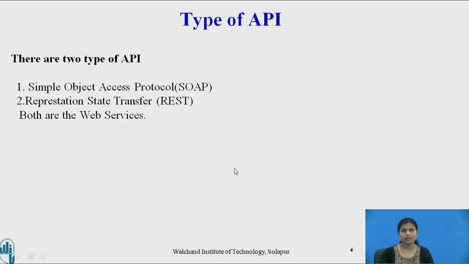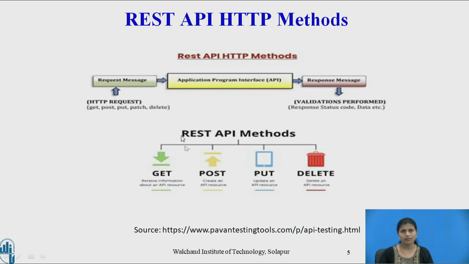There are two types of APIs: Simple Object Access Protocol and Representational State Transfer protocol. In today's session we are focusing on REST. Both are web services. In this diagram, when the HTTP request is sent, with the help of the request you are sending the HTTP method and the application, that is the API, and when the API is called, you get the response, and in the response you get the status code and your actual data. If the data is correct according to the test case, the test case passes. If the data is incorrect, the test case fails.